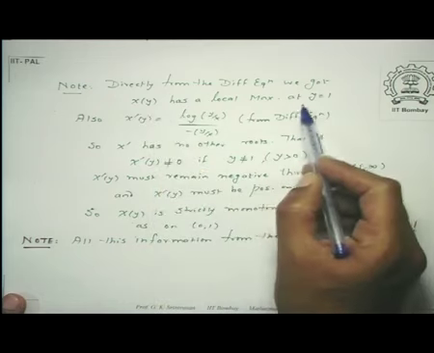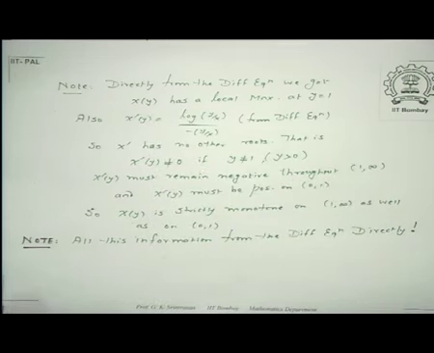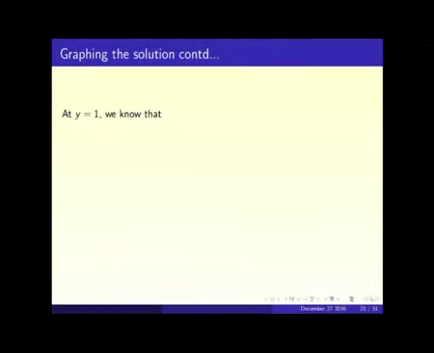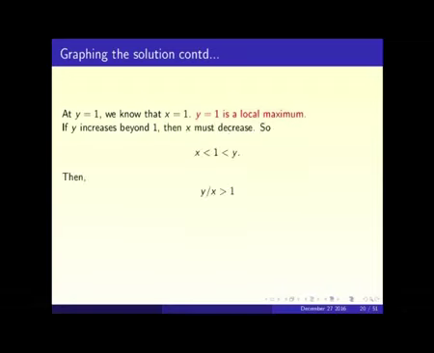x of y has a local maximum at y equal to 1. So, what is the meaning of saying that it has a local maximum at y equal to 1? So, when y becomes larger than 1, the x value becomes smaller than 1. Because at y equal to 1, the value of x equal to 1. So, y equal to 1 is a local maximum. So, if y increases beyond 1, then x must decrease. It is a local maximum.